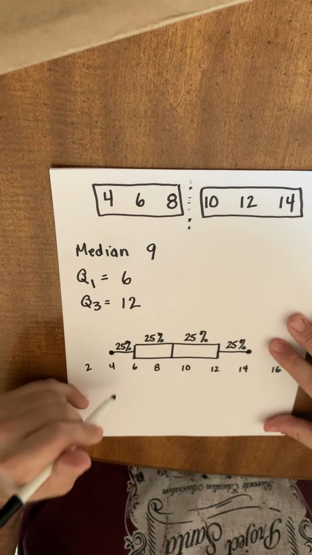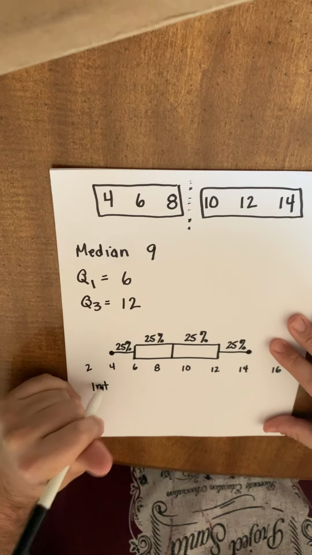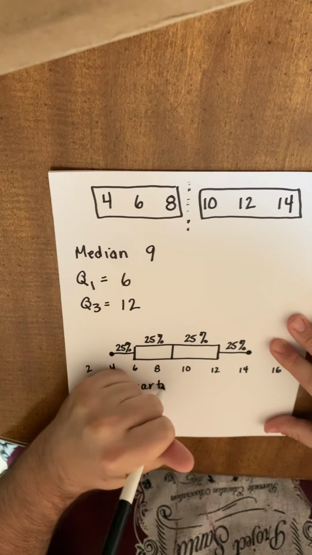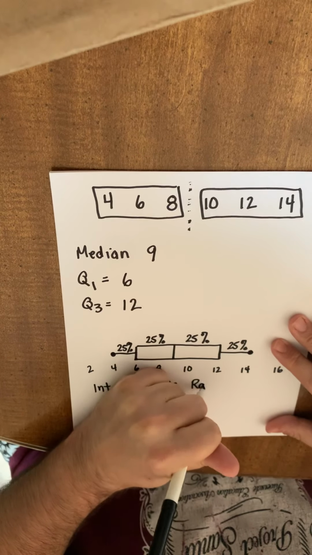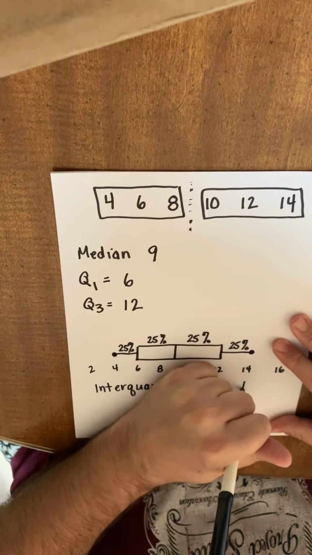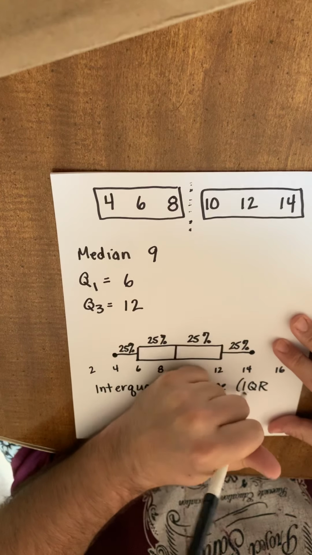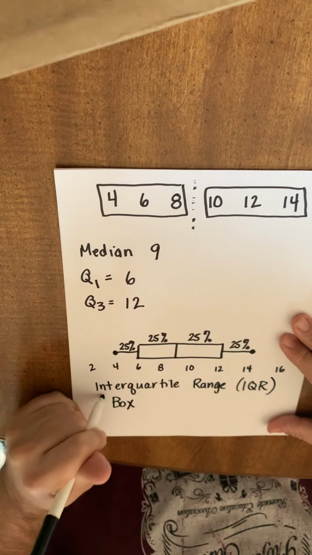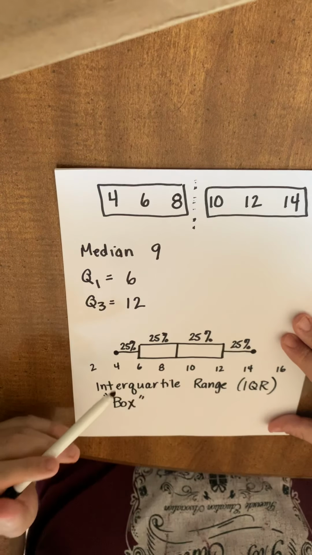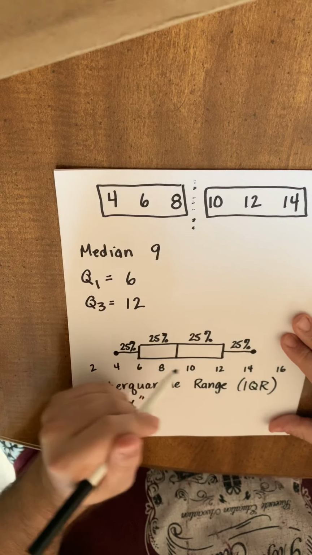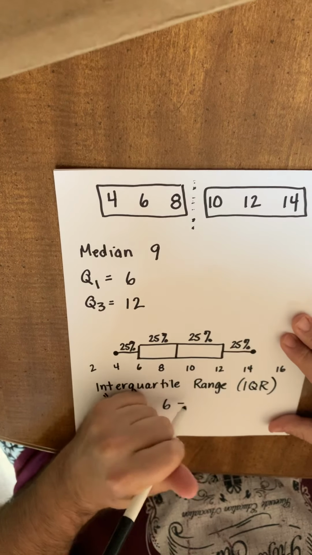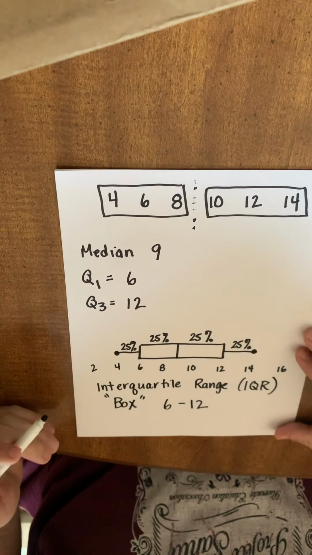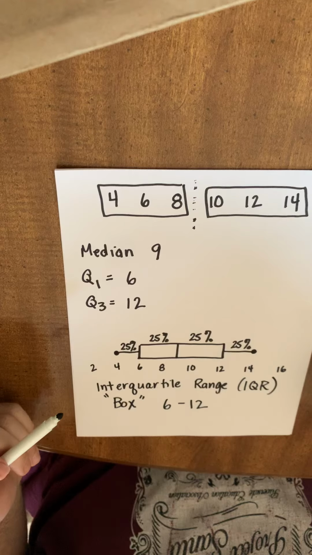You're going to hear a term called the interquartile range. That's also called the IQR. And the IQR is the box. The interquartile range is from 6 to 12, and that represents the interquartile range of those numbers.